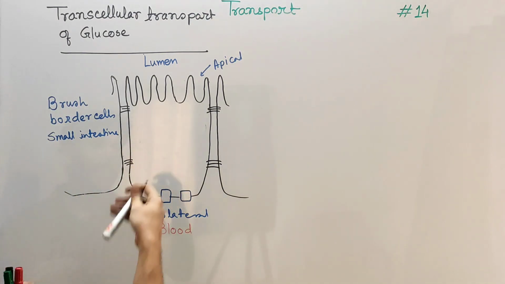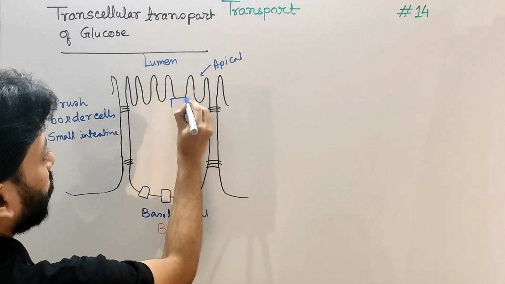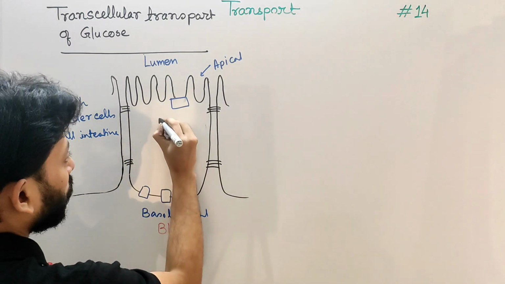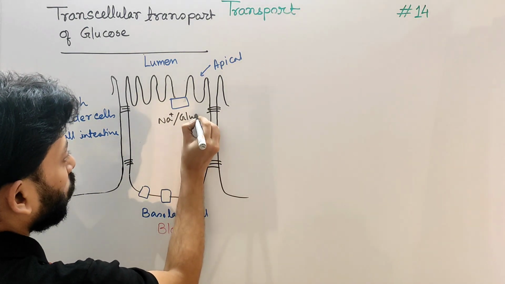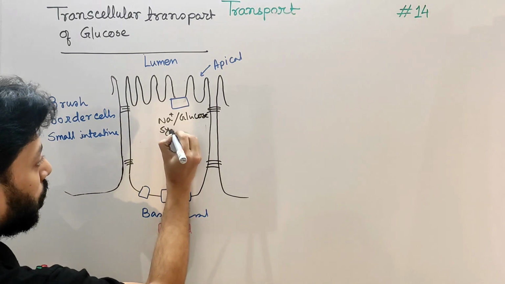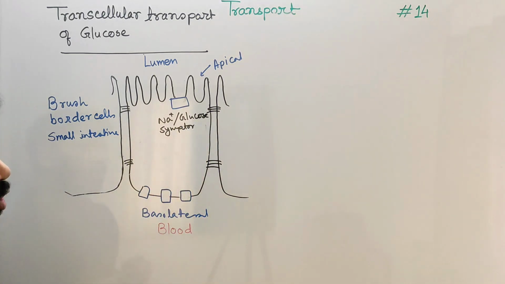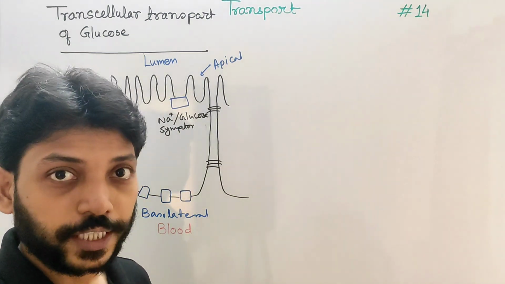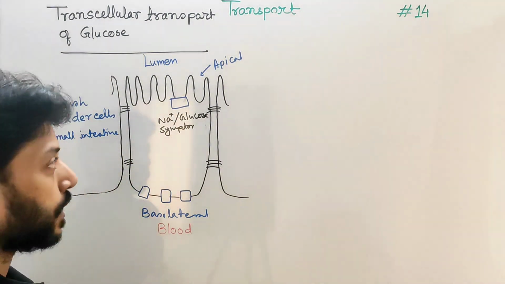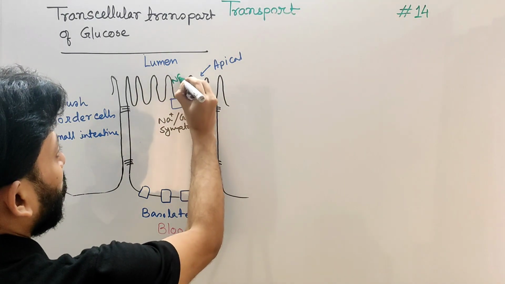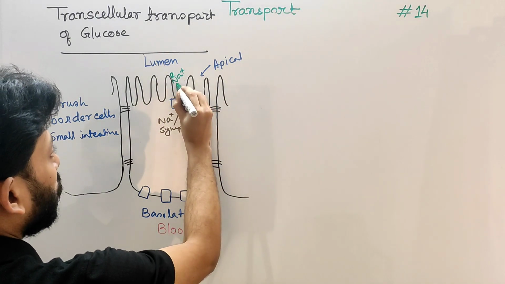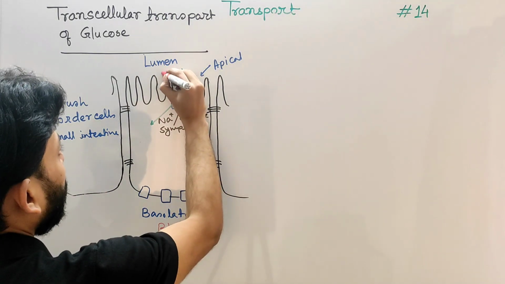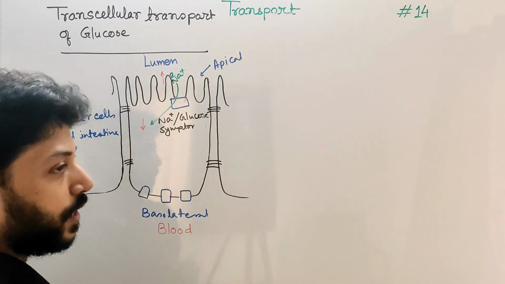Now, in the apical portion of the cells, there is a particular symporter present called the sodium glucose symporter. I have made a separate video on what the sodium glucose symporter is and how it works, so I will not describe the details of this symporter here. But what happens? Two sodium ions enter through this symporter inside the cells. Why? Because the outside concentration of sodium is high and the sodium concentration inside the cell is low.